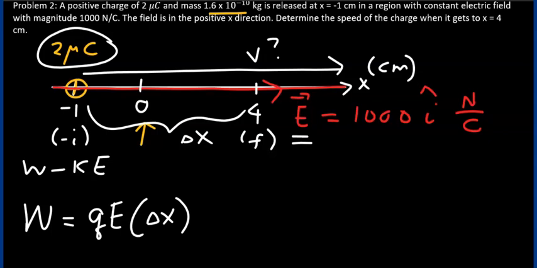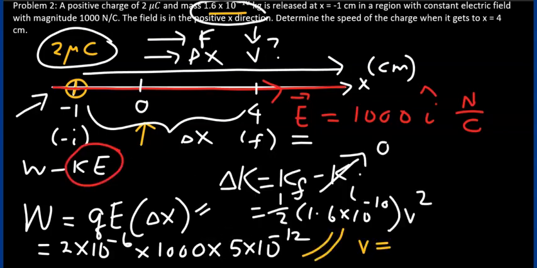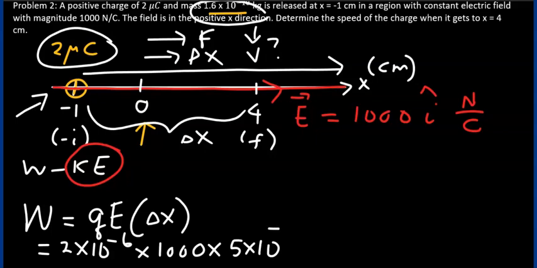So the work is therefore Q, which is the strength of the charge, 2 microcoulomb, times the magnitude of the electric field, which is 1000, times the displacement, which is 5 cm, so 5 times 10 to the power minus 2. And this work is quantified in the units of joules.